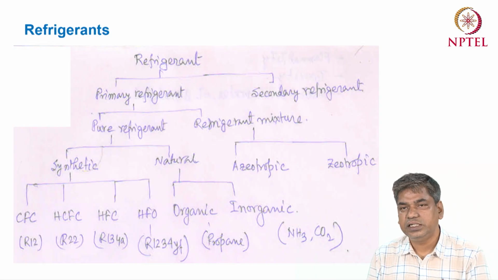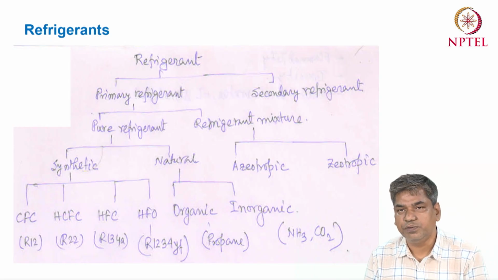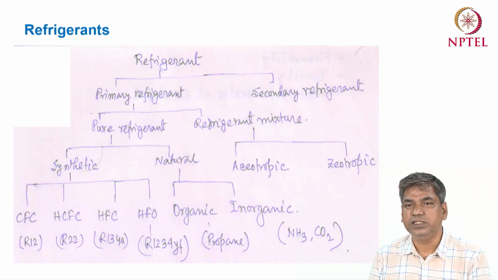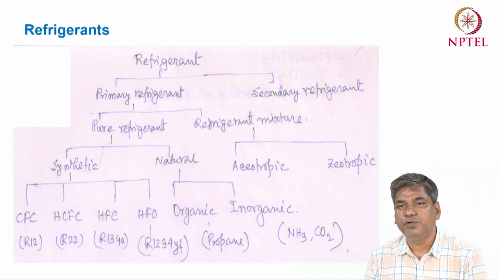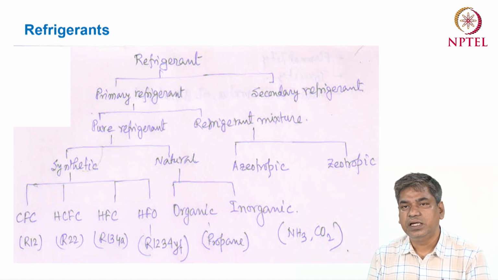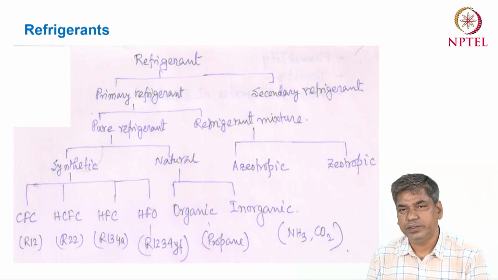Then the third generation refrigerant, which is called the hydrofluorocarbon. This consists of basically hydrogen, fluorine and carbon atoms. An example is R134a, which is widely used in mobile air conditioning systems. So this is the third generation refrigerant.